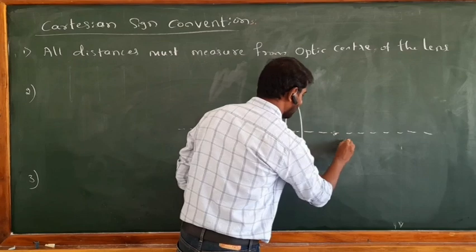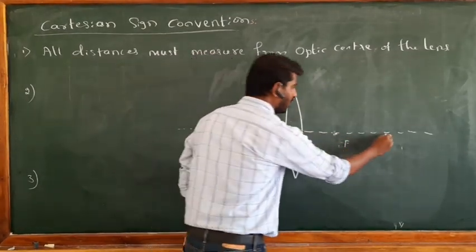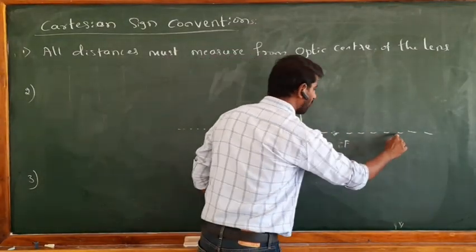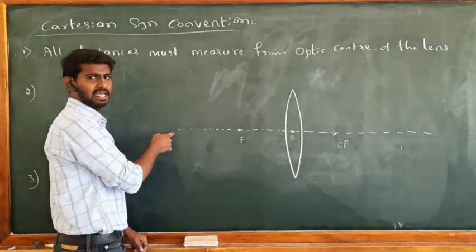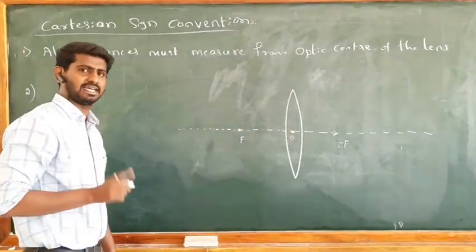I want to measure the focal length here. So 1, 2, 3, 4, 5 like this. I want to measure the radius of curvature for the first surface here, for the second surface here, like this. So our measurement must be from the O, that is the optic center.